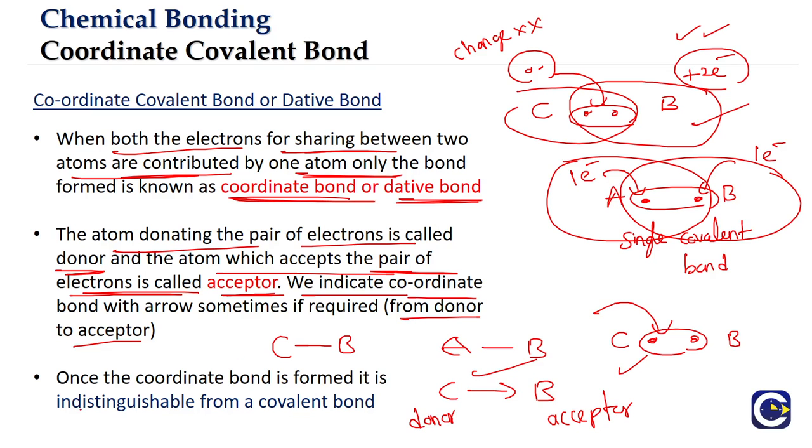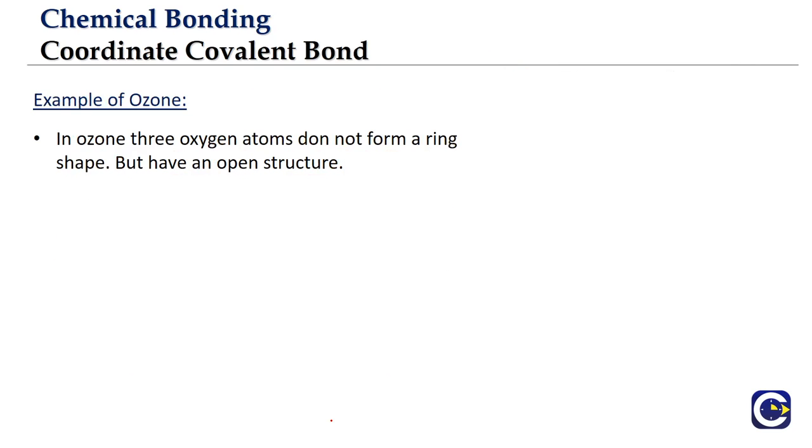So once the bond is formed, it will be indistinguishable from a normal covalent bond. Properties wise, it is not going to be any different. There also we have a shared pair, here also we have a shared pair.